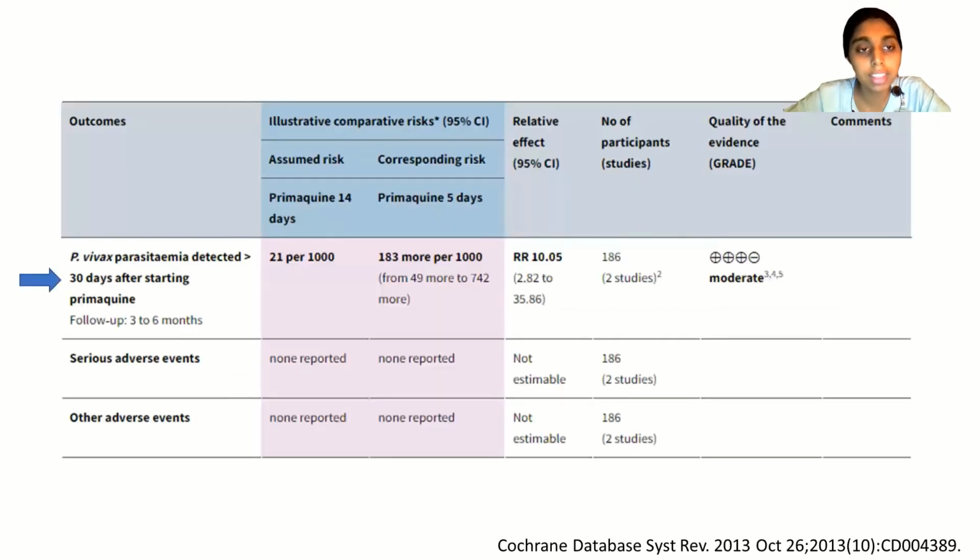So here again, persistent parasitemia at the end of 30 days after starting primaquine was fewer in those who had received primaquine for 14 days or 2 weeks as compared to those who had received it only for 5 days, which was 21 per 1,000 as compared to 183 more per 1,000, with a relative risk of 10.05, which is graded as moderate quality of evidence.